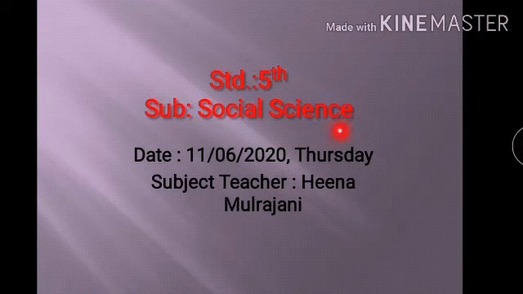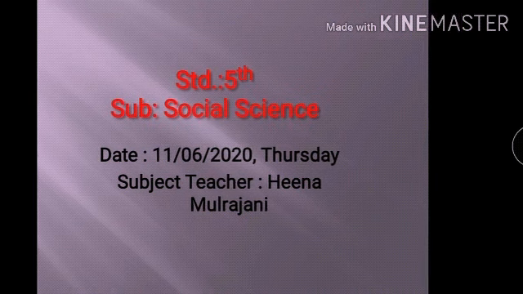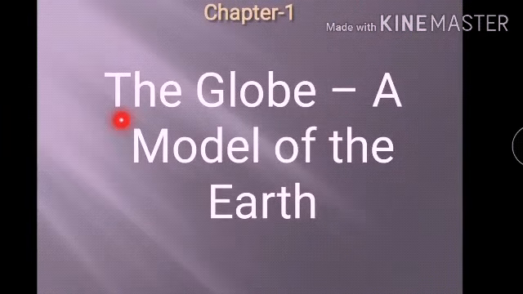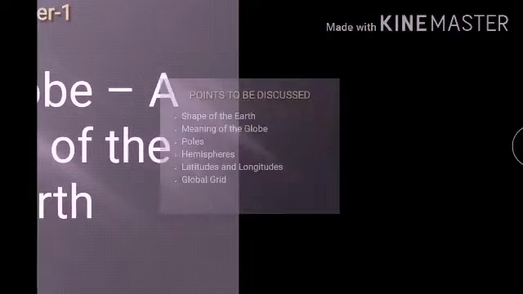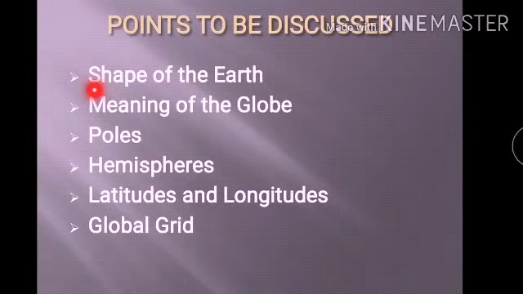The subject of the day is social science. I, Hina Mulrajani, will conduct your social science classes. Today we will go to the first chapter, the globe, a model of the earth. Here we will discuss the shape of the earth, meaning of the globe, poles, hemispheres, latitudes and longitudes, last but not least, global grid.